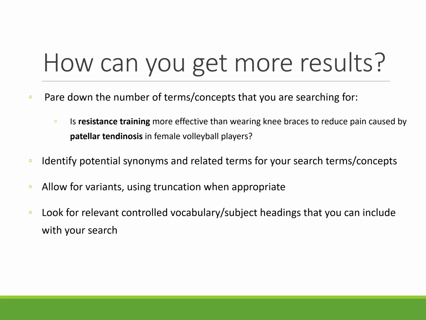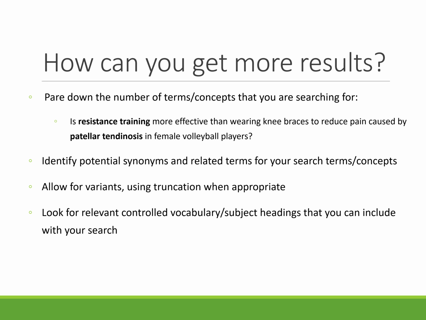One thing I often do, especially when you have 0 results at the beginning, is pare down the number of concepts that you are searching for, knowing that you can always go back and add in more if you begin having more success. So for this, you could say, okay, resistance training and patellar tendinosis. I'm really interested in this condition and this one approach. Is this helpful? That's what I'm really interested in.